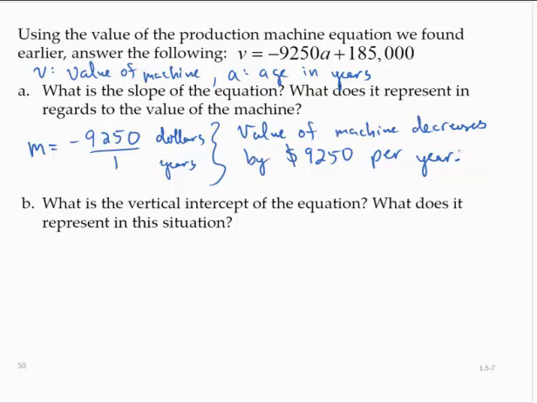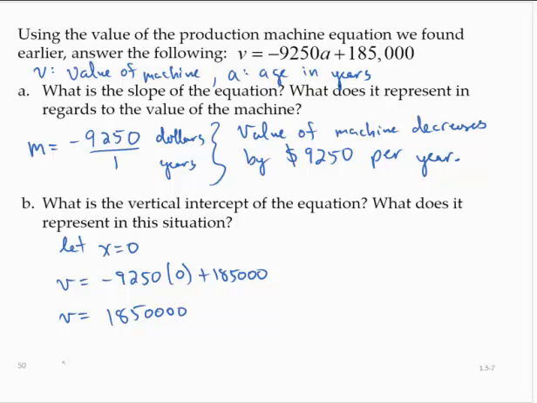What is the vertical intercept of the equation, and what does it represent in the situation? So remember, for the vertical intercept, you let the x-coordinate take the value 0. So let a equal 0, and we would have V is negative 9,250 times 0 plus 185,000. Following order of operations, we would find that V is equal to 185,000. And that's the ordered pair then, 0, 185,000.